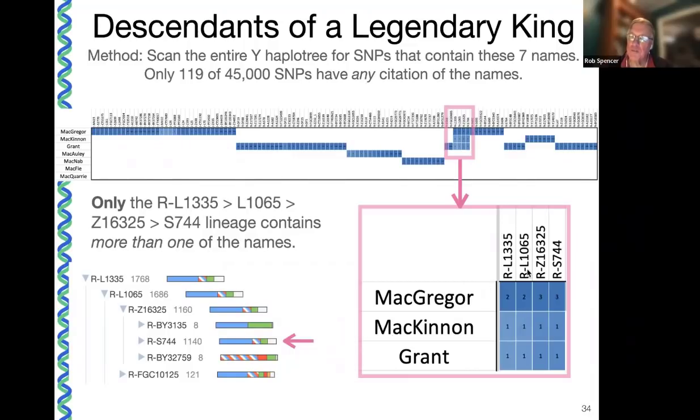RL1335, RL1065, and so forth. And they have McGregor, McKinnon, and Grant. Wow. Not only that, but these SNPs, L1335 and so forth, are descendants of each other. They're really the same line. We're just looking at it at different places. So here we have on the tree 1335, 1065, 744. It's the same lineage. So what we have is a single lineage, the only one, and that's important, the only one that has 3 of our 7 key names.